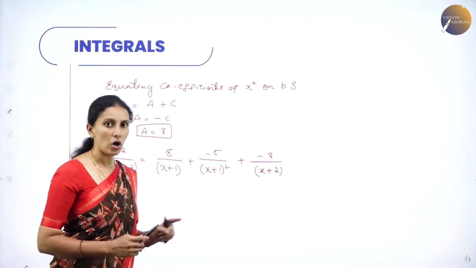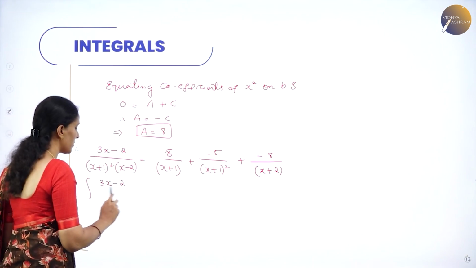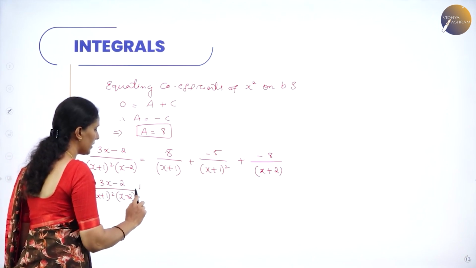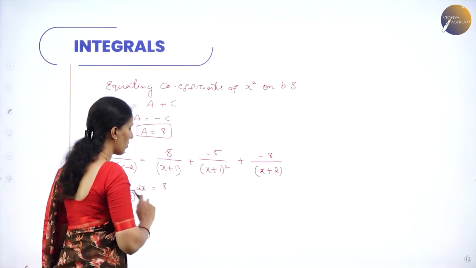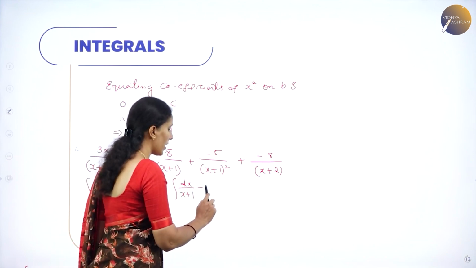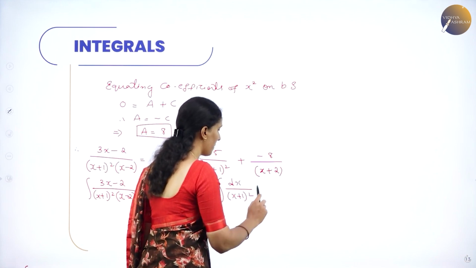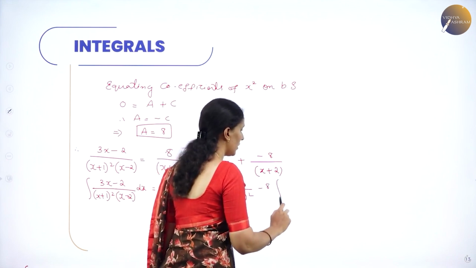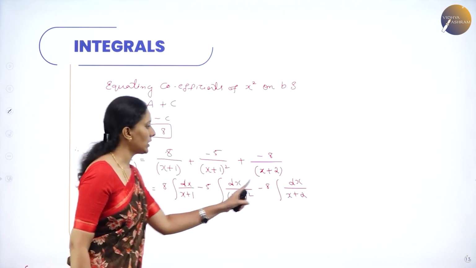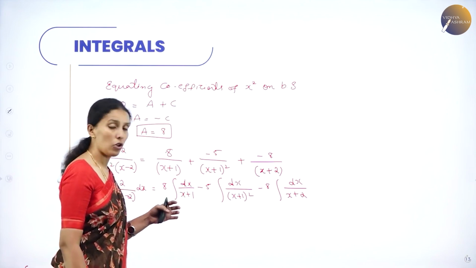Now next, once we got this, we can apply the integral. So what happens? Integral of (3x minus 2) divided by (x plus 1) whole square (x minus 2) dx is equal to, you can take 8 constant outside, 1 over x plus 1 dx, then minus 5 integral dx divided by (x plus 1) whole square, and minus 8 integral dx divided by x plus 2. Now the first one and the third one are in the form of 1 over ax plus b, so you can write it in the form of log of ax plus b.